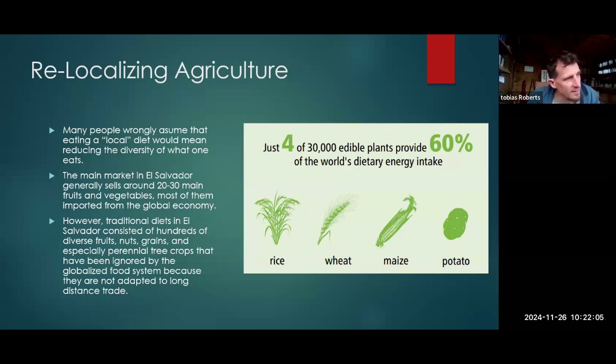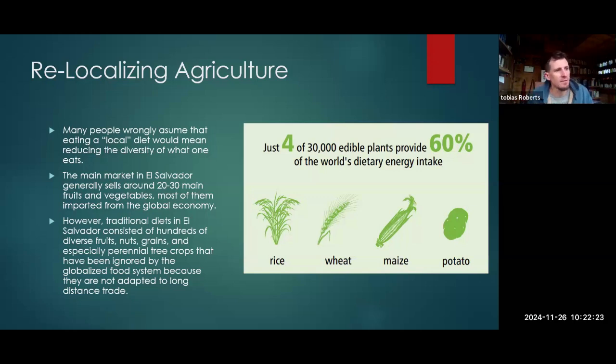One example, in the country where I live, El Salvador, if you go to the main market, the wholesale market in downtown San Salvador, you'll see roughly between 20 and 30 main food items, different fruits, vegetables, grains. But it's not very diverse, right?